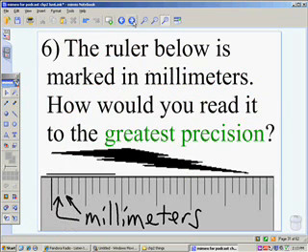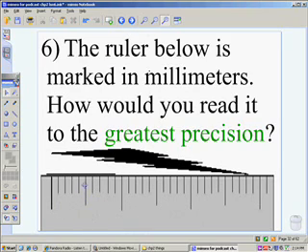Okay, now we're going to look at how precise can you measure something and still be a legitimate scientist. The ruler below is marked in millimeters. How would you read it to the greatest precision? Now, when I say that something is marked in millimeters, that means that each tiny little mark is a millimeter.